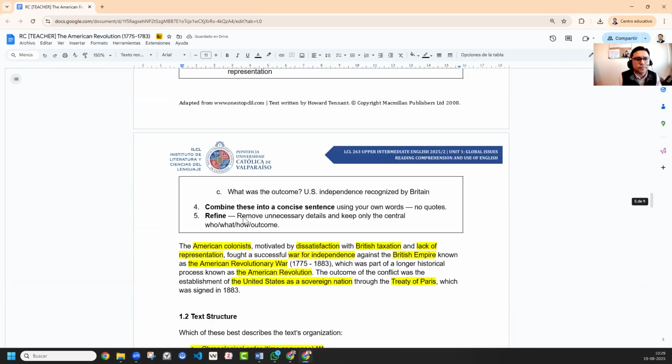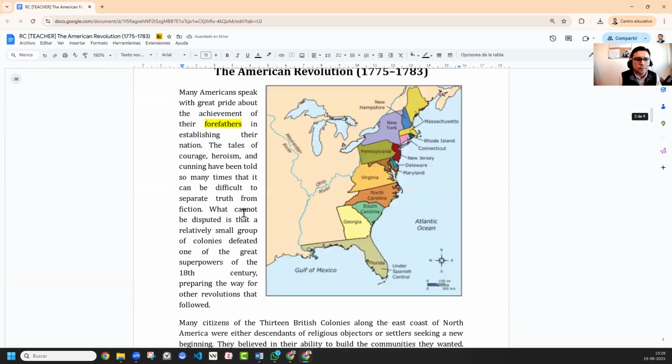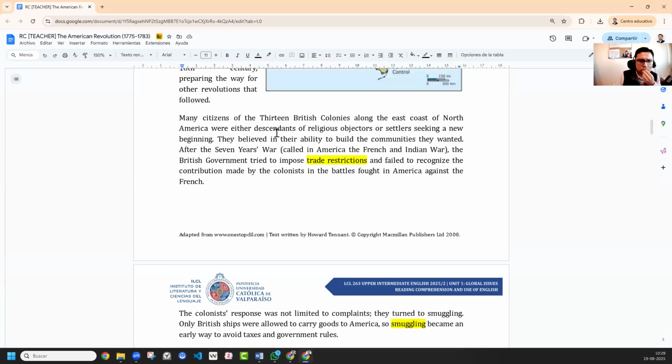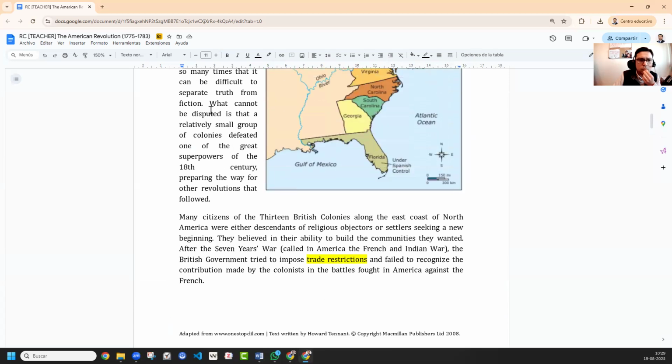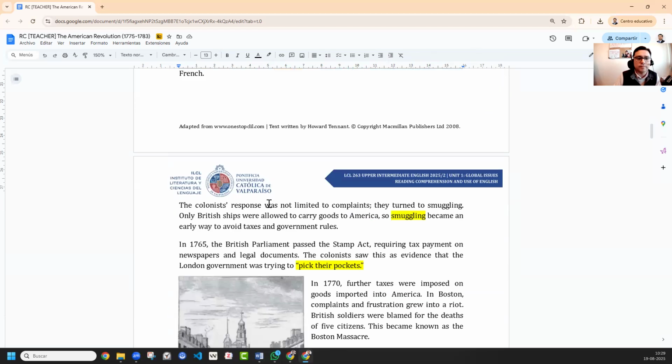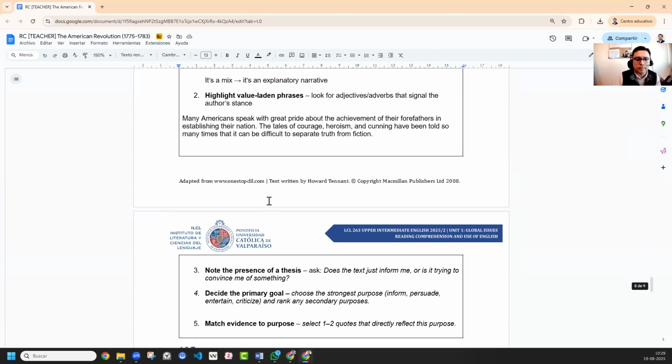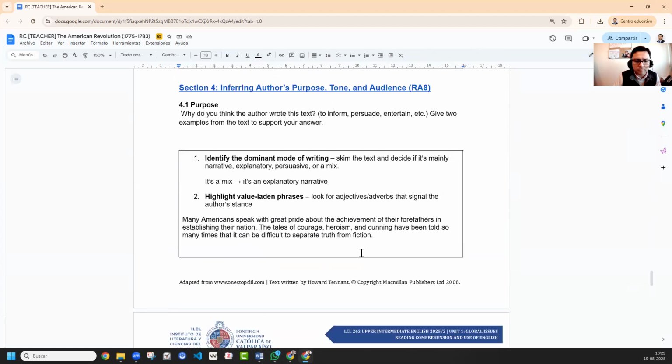Okay, so what else? So this part about the superpower. What cannot be disputed is that a relatively small group of colonies defeated one of the great superpowers of the 18th century, preparing the way for other revolutions that followed. Okay.